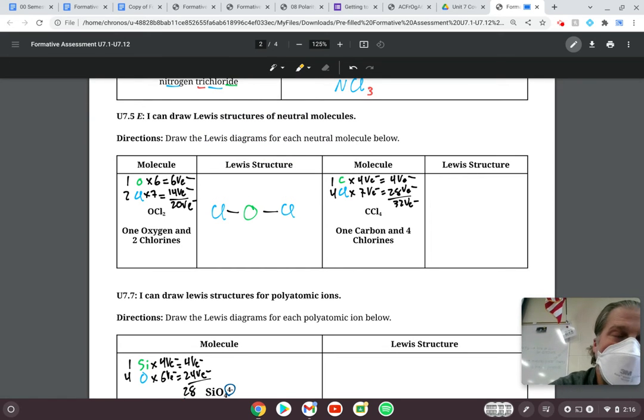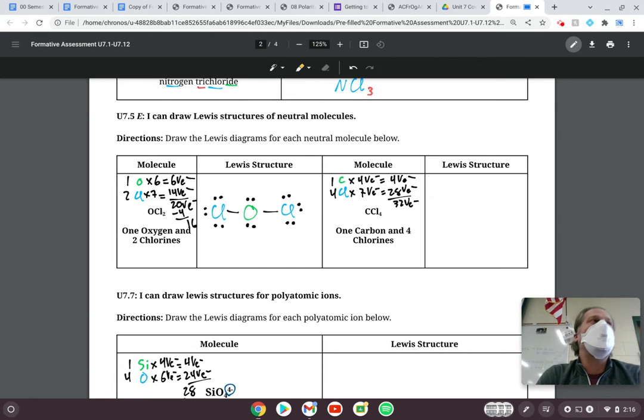Those single bonds are 2 electrons each, so 4. So that means I have 16 electrons to still find a home for. So 2, 4, 6, 8, 10, 12, 14, 16. Then I go and I check to see if each atom has 8 valence electrons. The chlorine has 1 bond with 2 electrons and 6 dots, so that has 8. And the oxygen has 2 bonds with 2 electrons each, so that's 4, plus 4 more dots, so that's 8 electrons. So each atom has 8 valence electrons, and so this is the best structure we can draw.